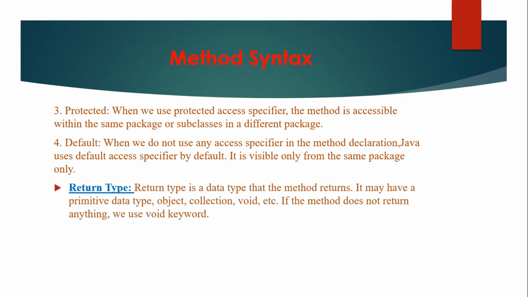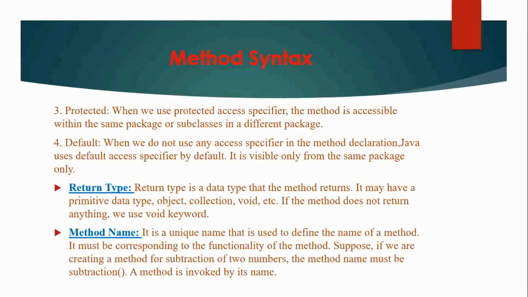Return type. Return type is the data type that the method returns. It may be a primitive data type, object, collection or void. Void means the method does not return anything.